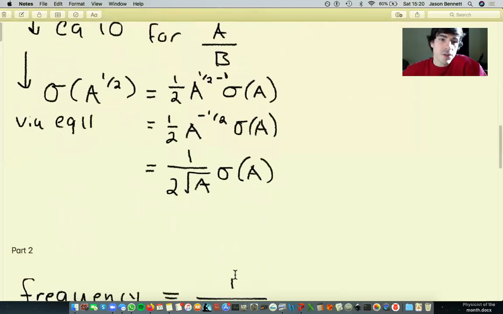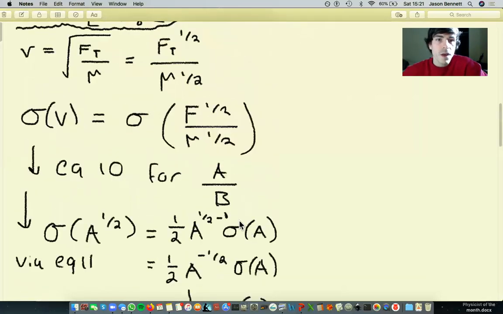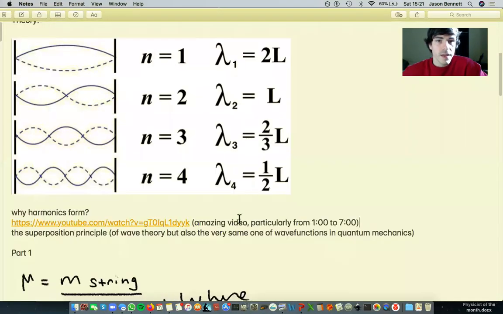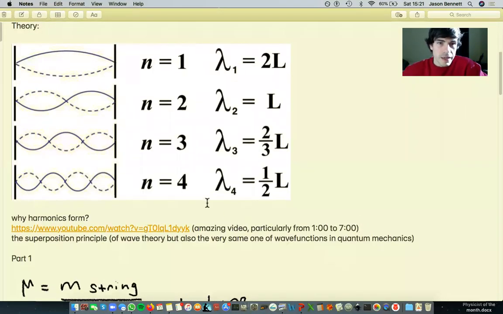Okay, so now on to part 2, where we are going to be using the length here. Part 1 is you don't turn the motor on really at all. In part 2, you do turn the motor on and you start observing these harmonics. Harmonics are what they're called when things constructively interfere. That's what is explained in the Khan Academy video.